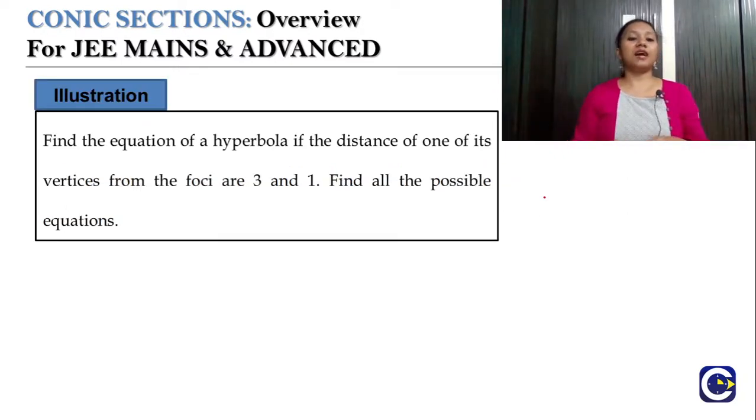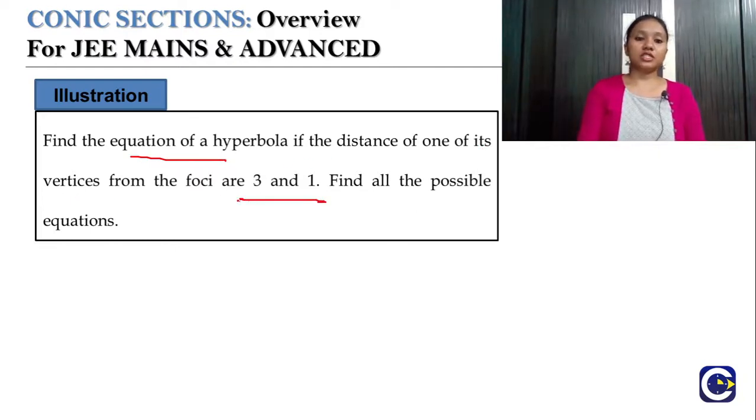Now as we have finished the different forms of equations, let's have a look at one type of question which we can expect related to the equation of a hyperbola. Let's read the question. Find the equation of a hyperbola if the distances of one of its vertices from the foci are 3 and 1. So find all the possible equations.